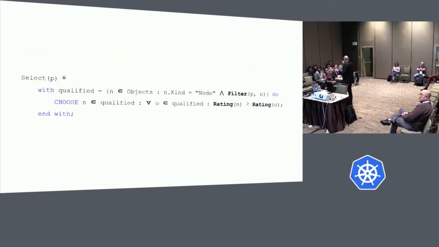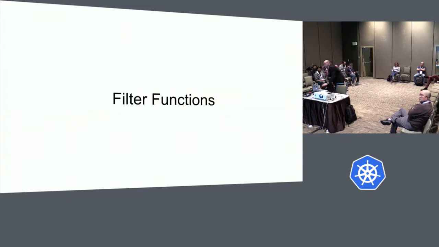Selecting a node is a two-step process. First, the scheduler selects a subset of nodes that are qualified to host this pod. And then second, the scheduler selects a node from this subset with the highest rating for this pod. So we have two kinds of functions. We have filter functions for qualified nodes, and we have rating functions to score nodes. Let's look into some of the filter functions.